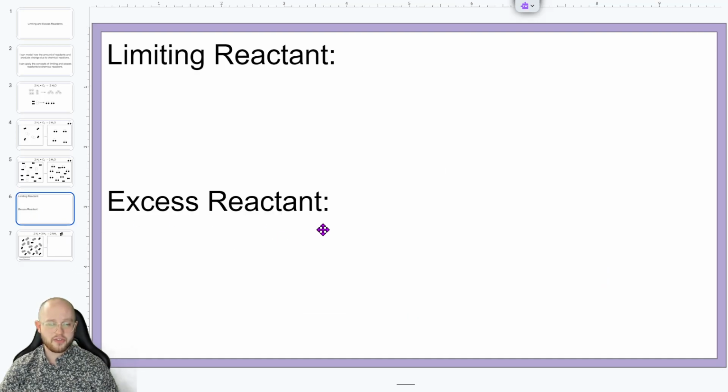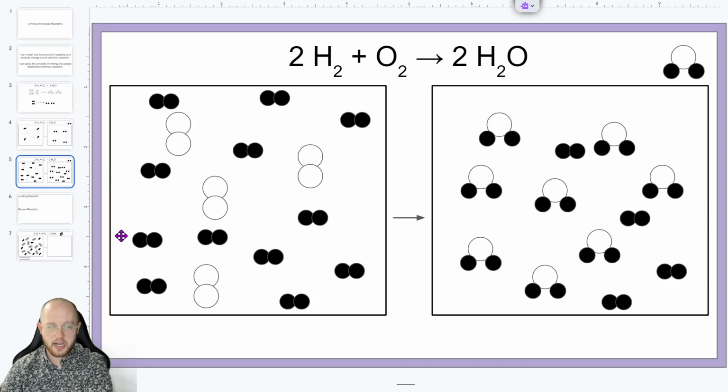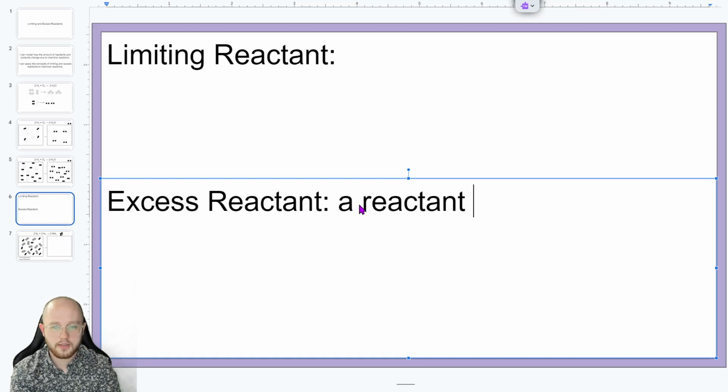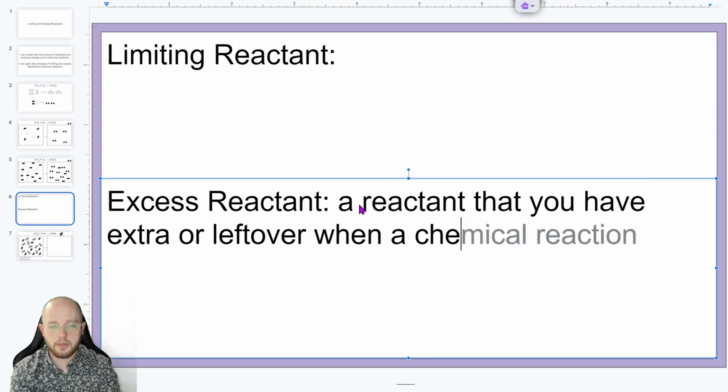That brings us to the vocabulary terms limiting reactant and excess reactant. Excess means you basically had so much of it that you did not have to worry about it at all. In this previous example, that is going to be hydrogen. We had extra hydrogen left over. An excess reactant is a reactant that you have so much of that you have extra or leftover at the end of a chemical reaction, when the reaction stops.